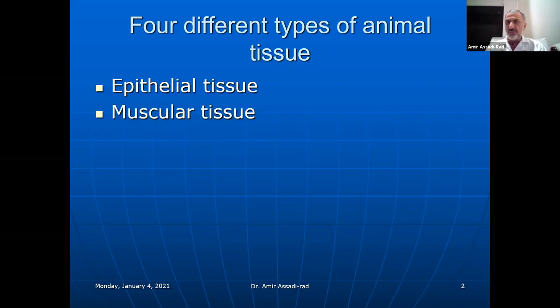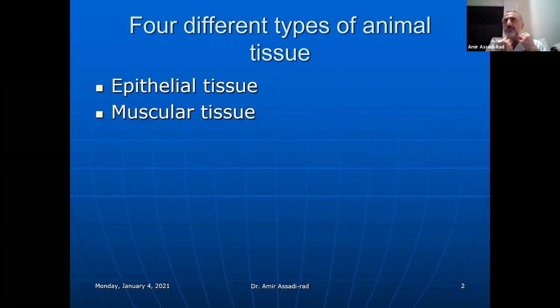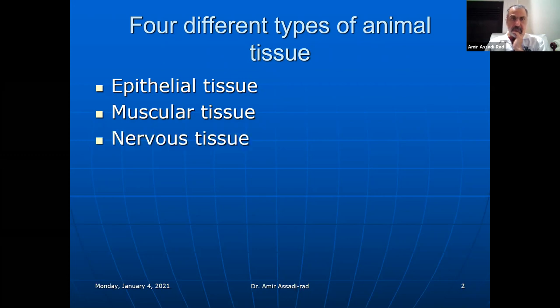The next one is muscular tissue, which I'm going to talk about in detail in a minute. You have three types: smooth muscle, skeletal muscle, and cardiac muscle. The function of muscular tissue is to move something. Skeletal muscle moves you, smooth muscle moves something within a tube, and cardiac muscle pumps the blood in your heart to the rest of the body. Nervous tissue controls and coordinates you with the help of the endocrine system and glands.